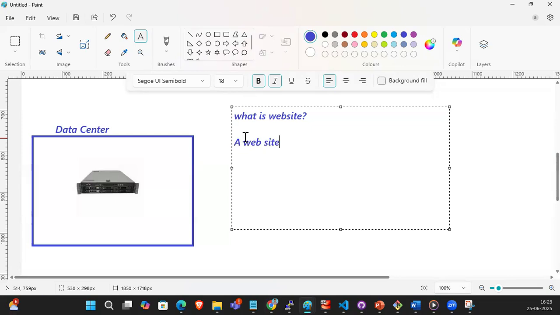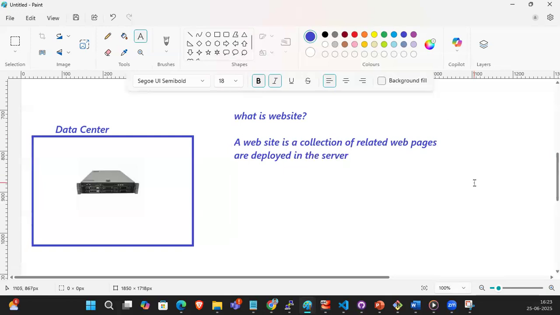A website is a collection of related web pages. Collection of related web pages are deployed on the server. So what is that, guys?